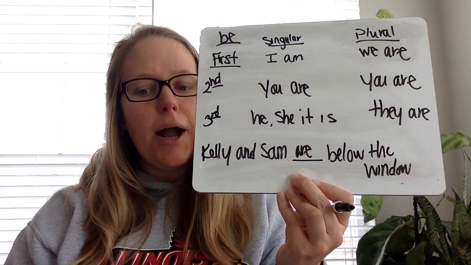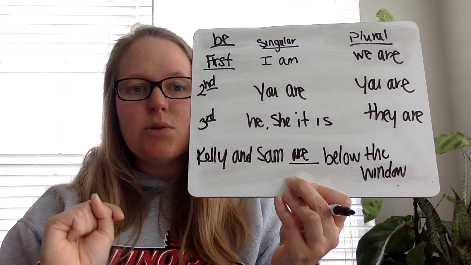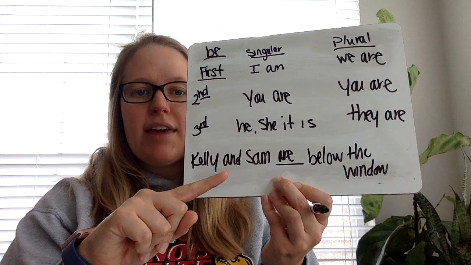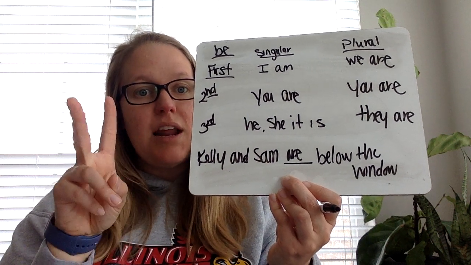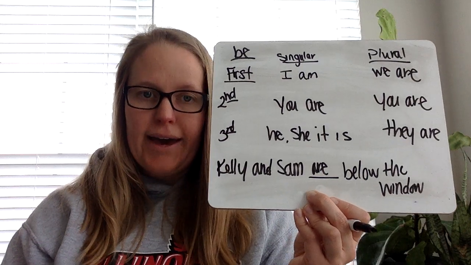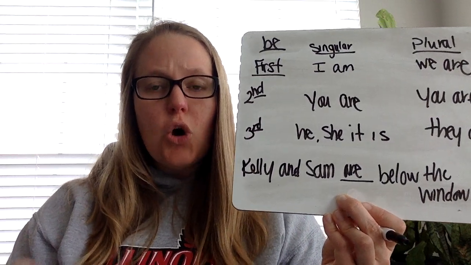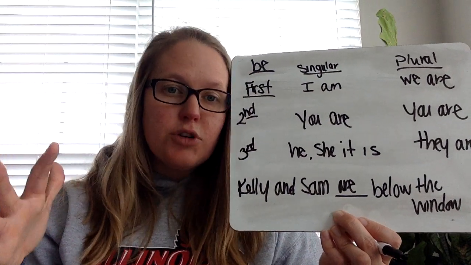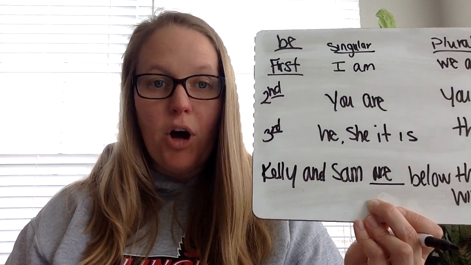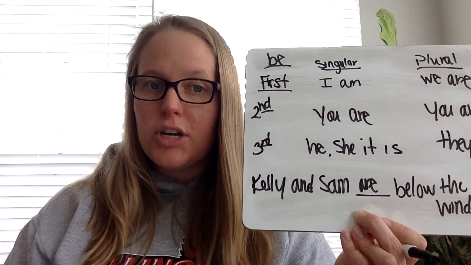So I would fill in my verb are, and then at the end, it's going to ask if it was plural or singular. And we know that Kelly and Sam is more than one person. I have two in that case. Therefore, it is plural. So this is what you're going to be doing on part A of your worksheet.